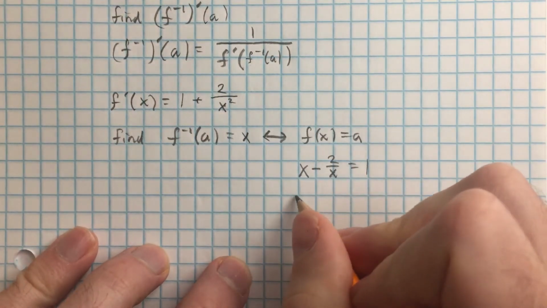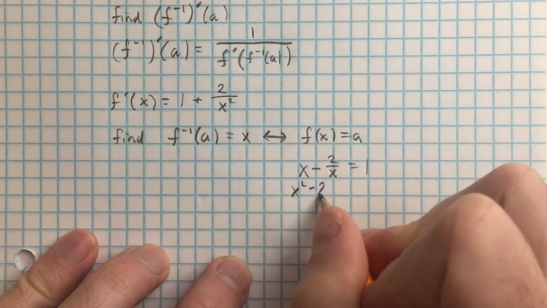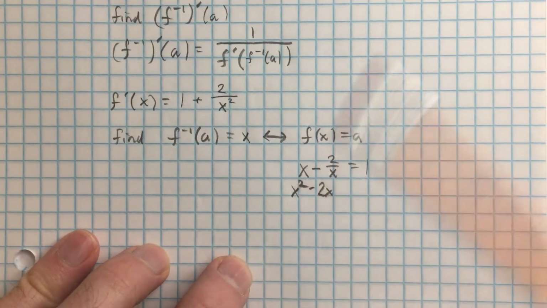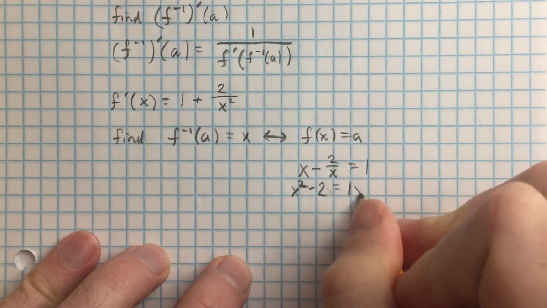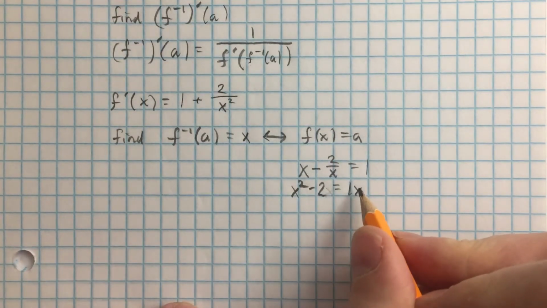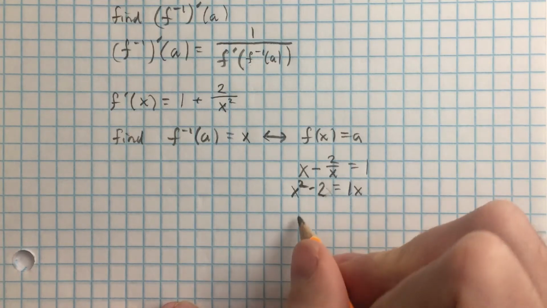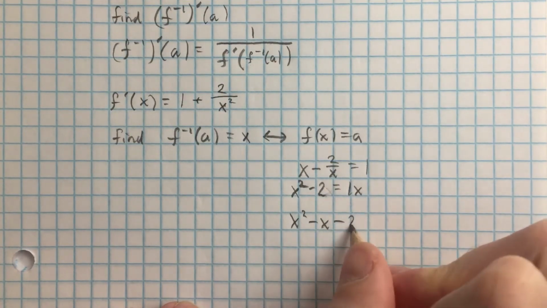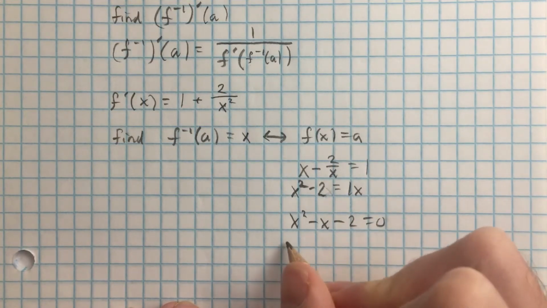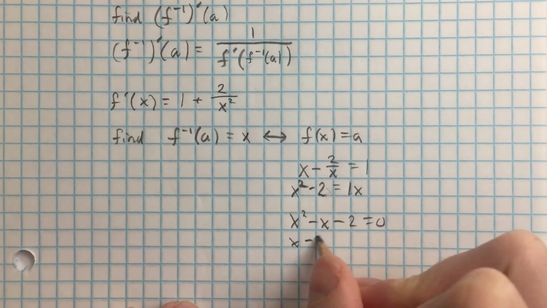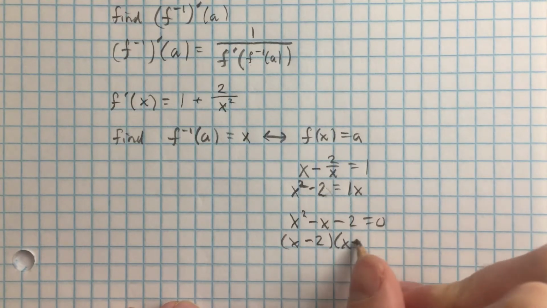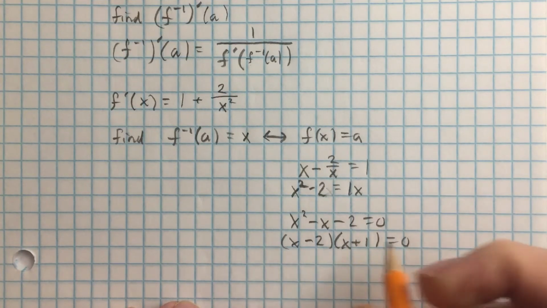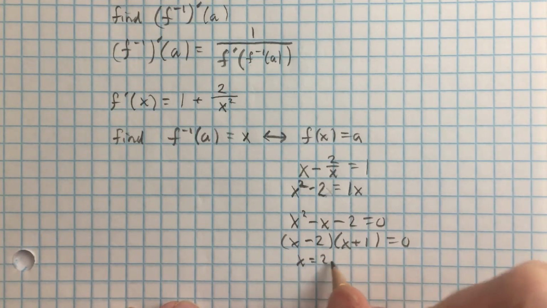So multiplying everything through by x ends up being x squared minus 2 equals 1x. All right, so now if we subtract 1x from both sides, we will get x squared minus x minus 2 equal to 0. Solving this gives us x minus 2 times x plus 1, which gives us two solutions, of course, x equals 2 or negative 1.